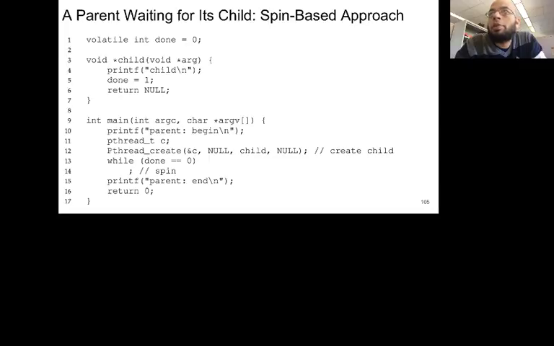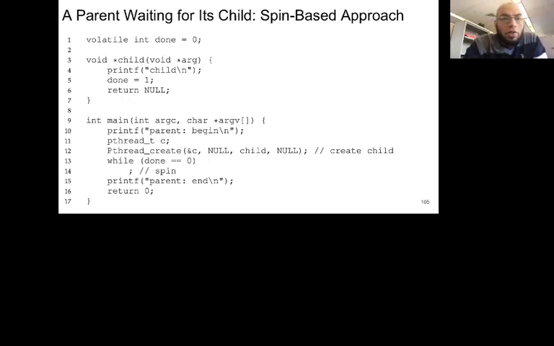One simple implementation for a parent to wait for the child is to have a variable that is shared between the parent and the child, like done. While the child is running, done is equal to 0. Once the child is done, it sets done to 1, and then it returns to the parent. And then the parent spins on done equal to 0, and if that value does not change, then the parent knows that the child is still doing processing.